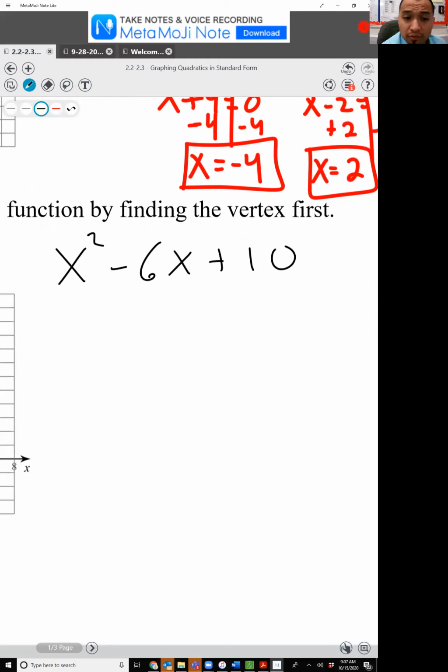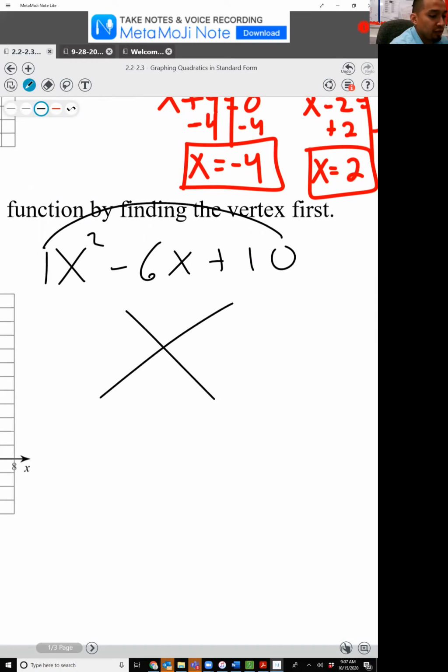So let's just say I'm going to do the emoji method on this because I want to find my x-intercepts. Well, I know that a is 1. I'm going to go ahead and do my emoji method. 1 times 10 equals 10. My b value is -6. So now I'm looking for two numbers that multiply to 10 and add up to -6. Well, if I look for the factors of 10, what multiplies to 10? 1 times 10, 2 times 5, 3 doesn't work, 4 doesn't work, 5 already did, 6, 7, it doesn't work.